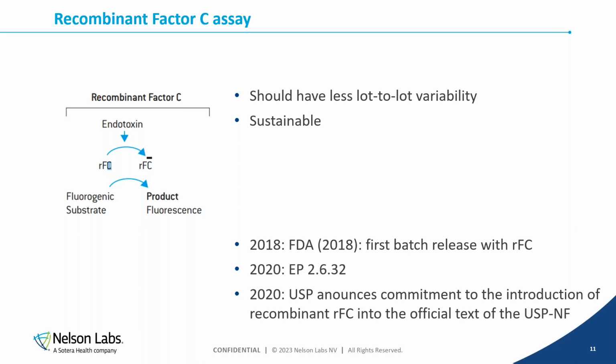Recombinant factor C is an enzyme that is produced in vitro, so you do not need the horseshoe crab anymore. So it's a more sustainable alternative than using the general LAL method. And because it's produced in vitro, it should have less lot-to-lot variability, because it's a well-known fact, since you're using a product from animal origin.